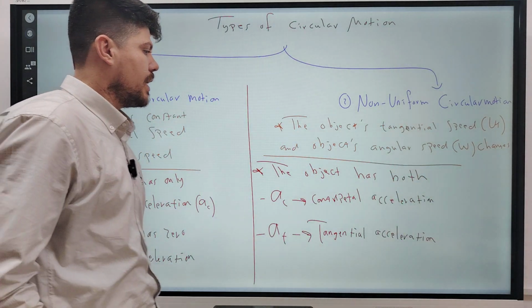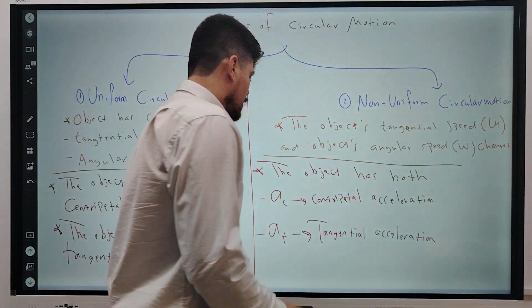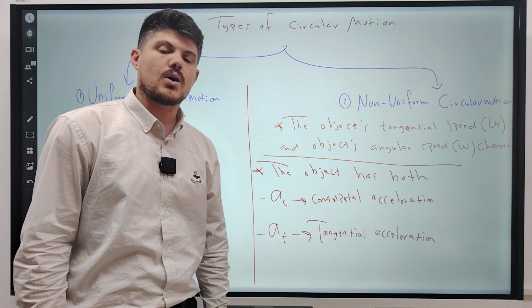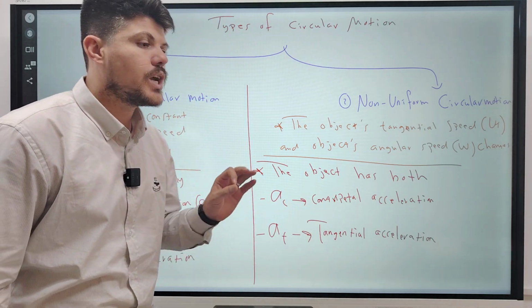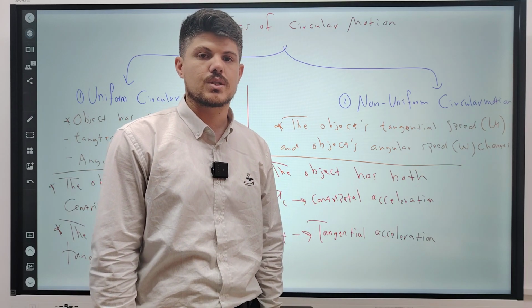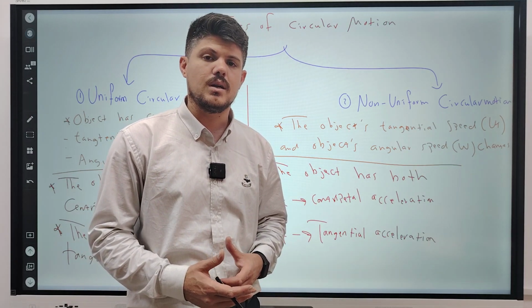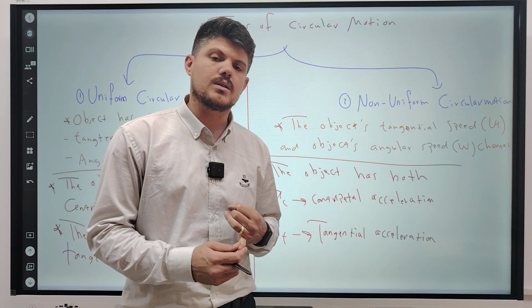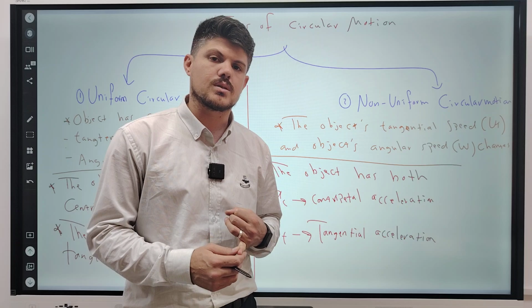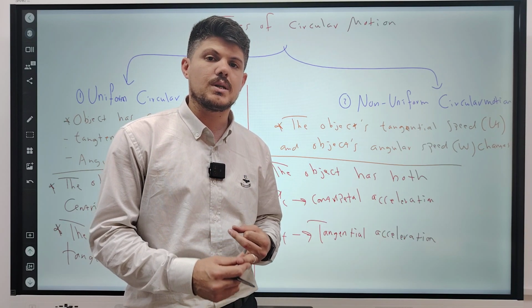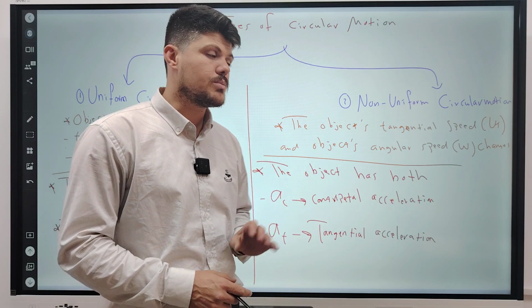Tangential acceleration, AT. Okay, so why? Because the tangential acceleration is produced in an object due to changing the magnitude of the speed of the object, not the direction, because velocity is a vector quantity. It has both magnitude and direction. By changing magnitude, the tangential acceleration is produced, but by changing the direction of the tangential speed, the centripetal acceleration is produced in the object.